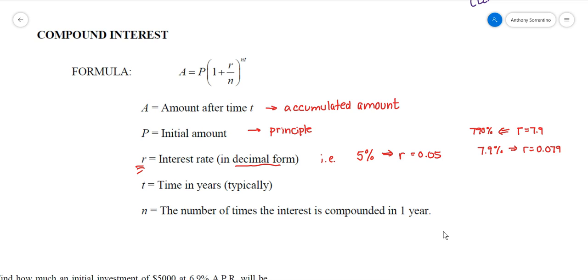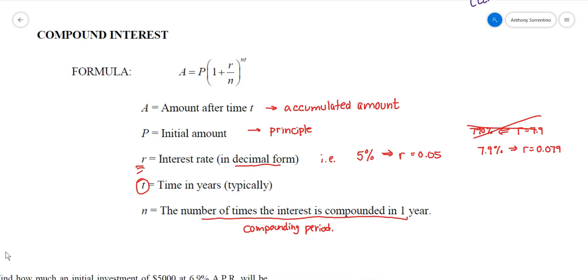They wouldn't have these retirement funds and things like that, where you have to invest and constantly put money into. So it doesn't make any sense. That's often because they put the wrong decimal in for a percentage. With compound interest, T is typically the time in years, and N is the number of times the interest is compounded in 1 year. It's also known as the compounding period.